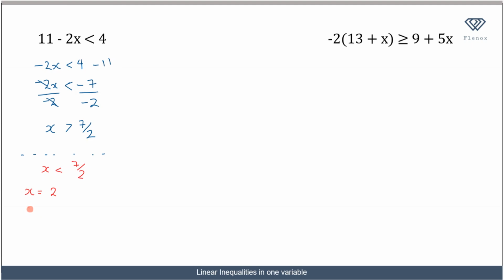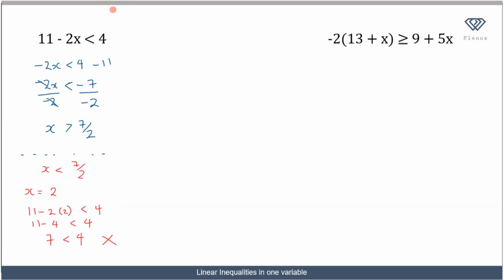We have 11 minus 2 into bracket 2 is less than 4. So I have 11 minus 4 is less than 4. And 11 minus 4 is 7. I have 7 is less than 4. As you can see, this is nonsensical because in reality 7 is greater than 4. So this explains why, when you are dividing by a negative number, you need to reverse the inequality sign.